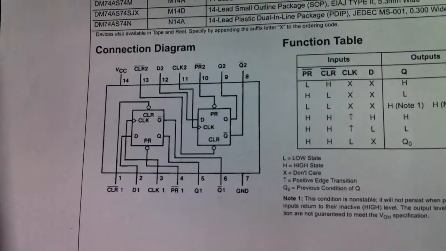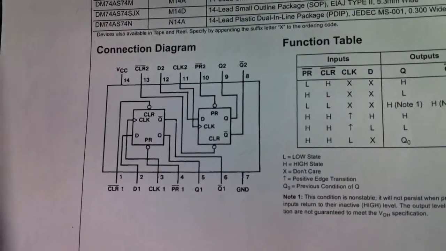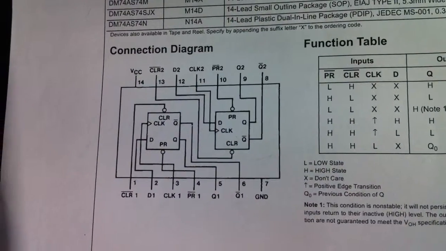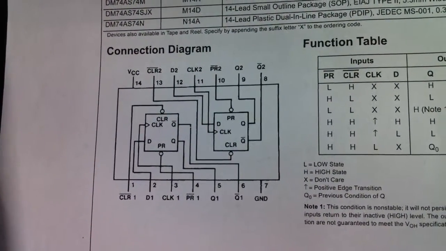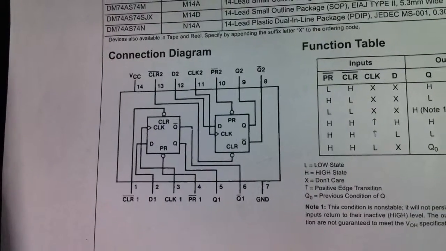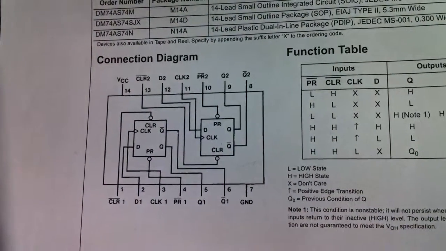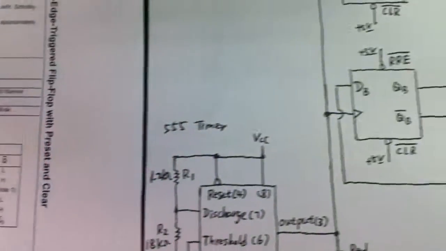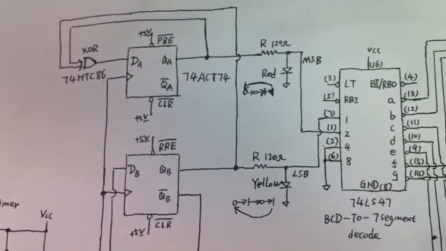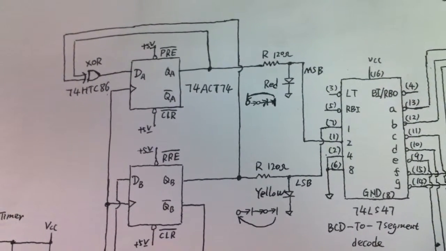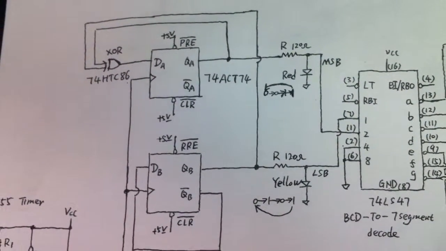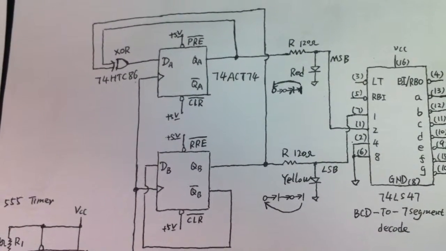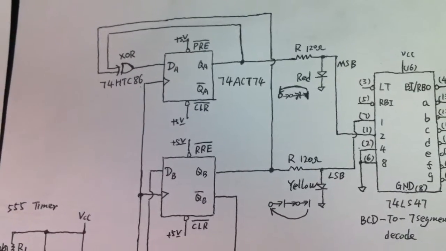There are two asynchronous inputs. One is PR, which is preset. Another one is CLR, which is clear. Both of these inputs are active low. You can see one bubble over there. Because the circuit requires the D flip-flop to work as a synchronous operation, we will disable those two inputs. So we can connect those two inputs to VCC, which is 5 volts.